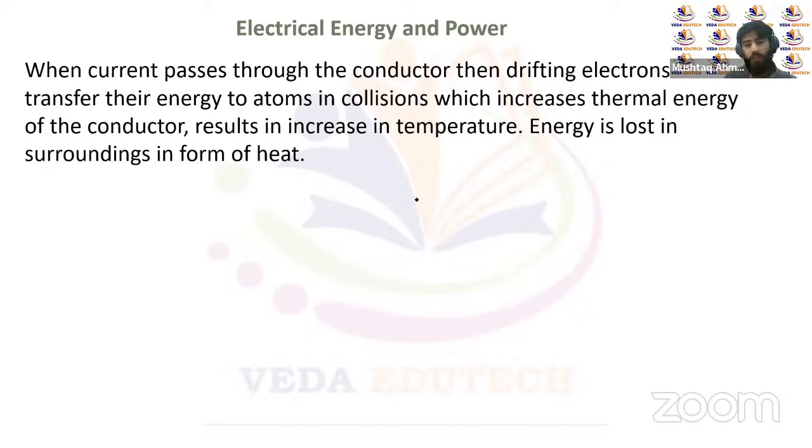Let's suppose we have a resistor of resistance R, and we have connected a battery of potential difference, or voltage, V across this resistor. When the current flows through the circuit, there is always some charge flowing through the circuit, and there is always work done by the battery, because the battery supplies the charge. If the battery supplies the charge, there is definitely some work done by the battery.